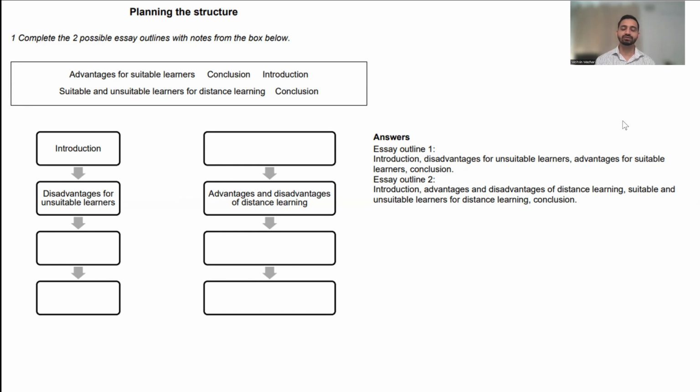All right, now talking about the second outline, you would start with the introduction as always. You can write advantages and disadvantages of distance learning in one paragraph, right? Then you can write suitable and unsuitable learners, because that's one of the requirements of the question. You can't neglect that, so you have to write that. So you can use one paragraph for suitable and unsuitable learners for distance learning, and then you can write your conclusion. Okay, sounds good. So these are two ways that you can write your essay for this particular prompt.